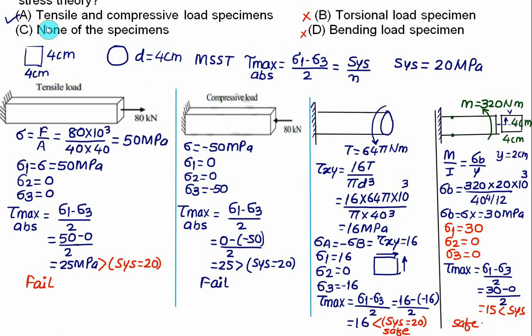It means that it will fail due to tensile and the compressive load, because both times we have tau max as 25 megapascal, and it exceeds the value of SYS, which is given as 20 megapascal. So failure is under the tensile or under the compressive load.